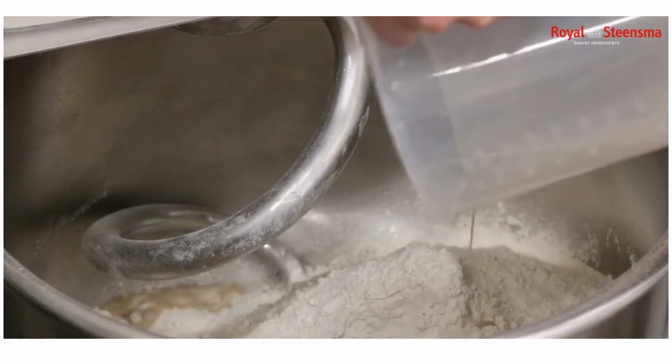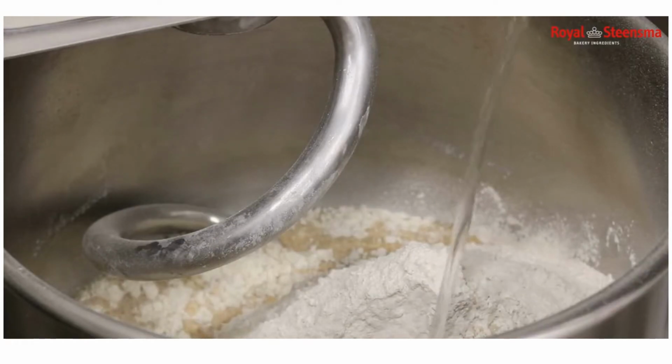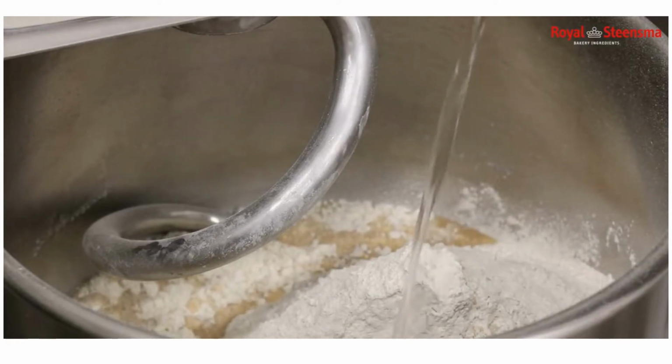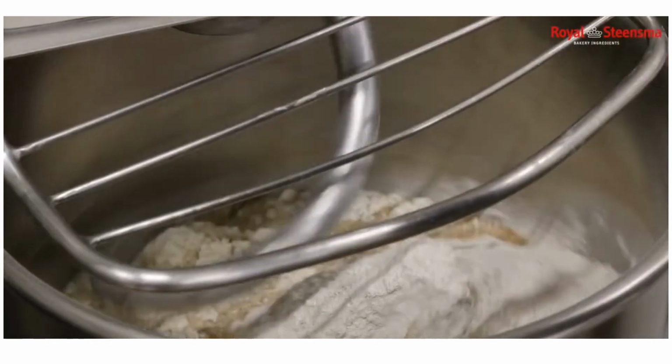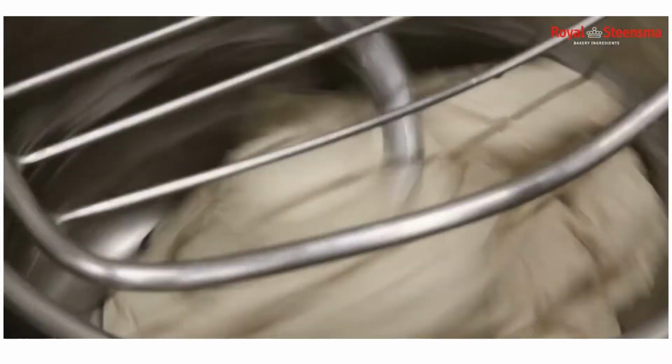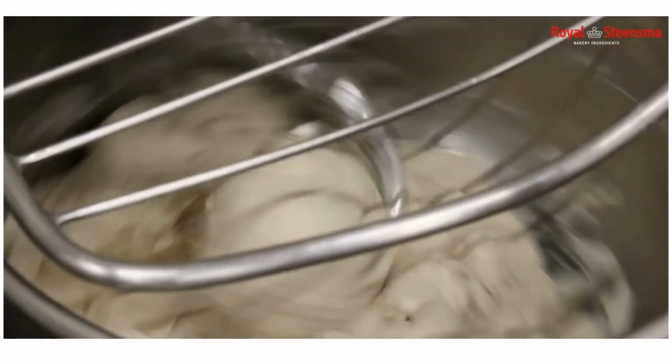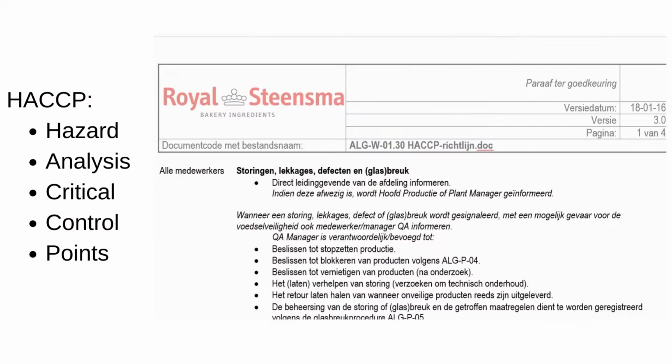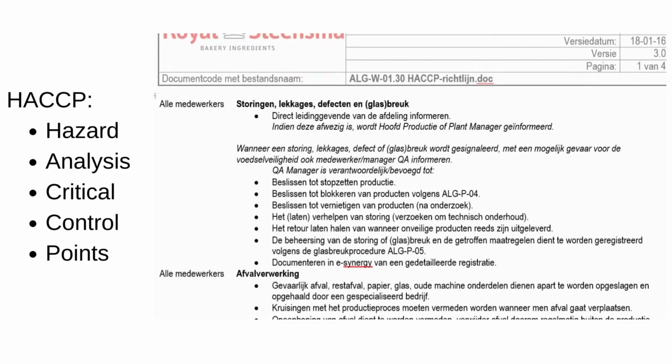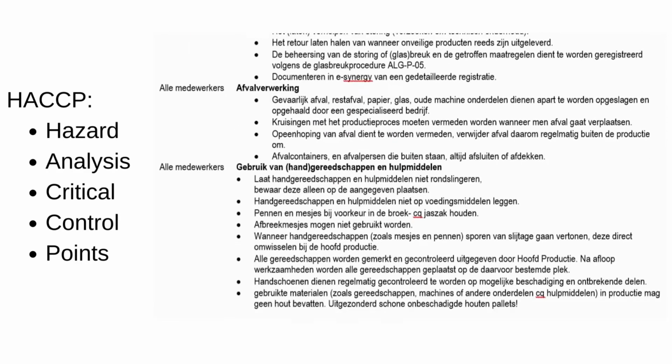Food safety is an important issue in the food industry. Everyone wants their food to be safe and not make them sick. It is important that we all work together to keep food safe. In order to prevent hazards, we work with the HACCP plan at Royal Staatsma.